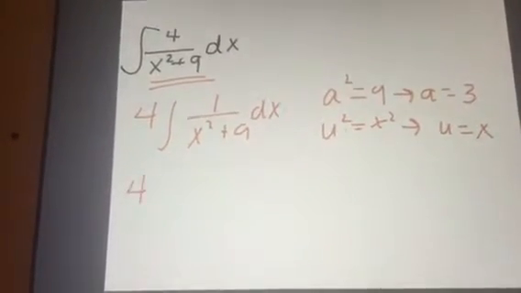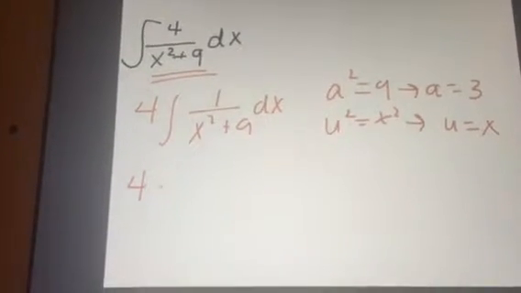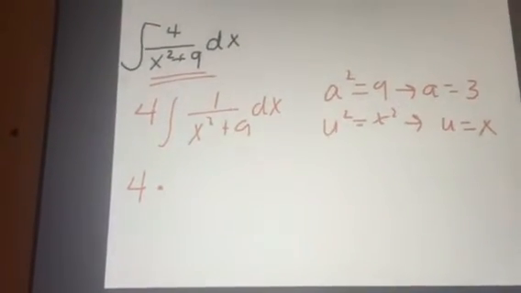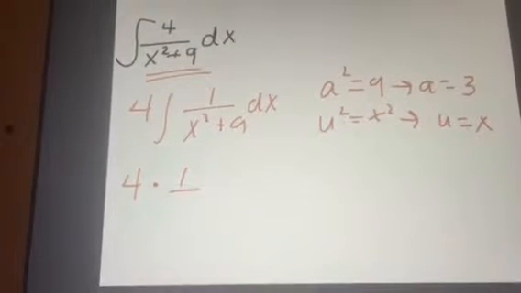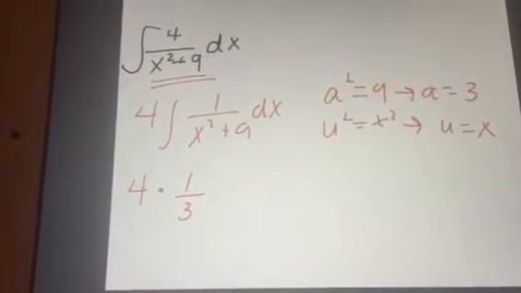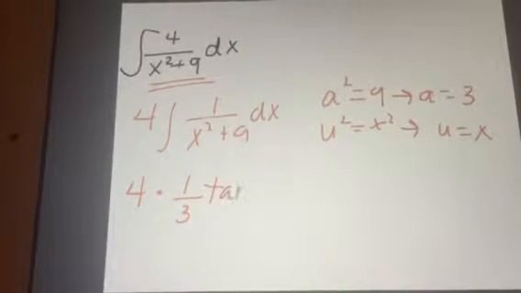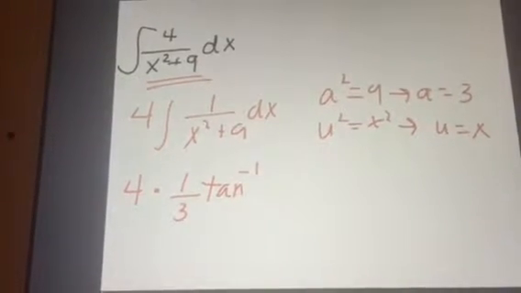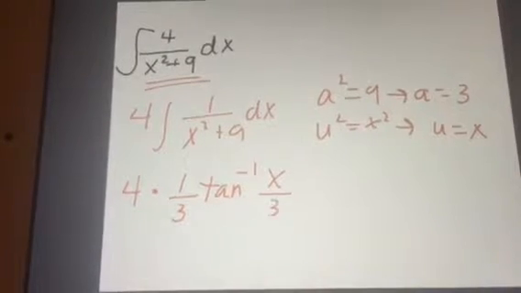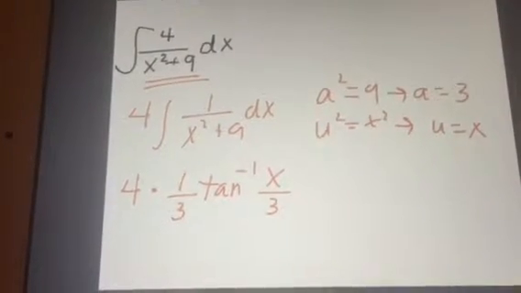So really you have 4 times 1 over a, which is 3 in this case, tan inverse of u over a plus c.